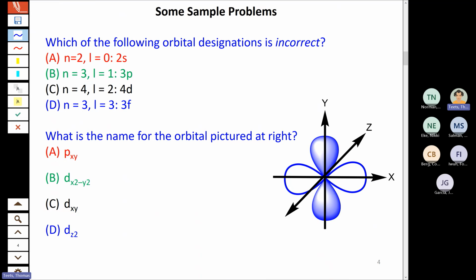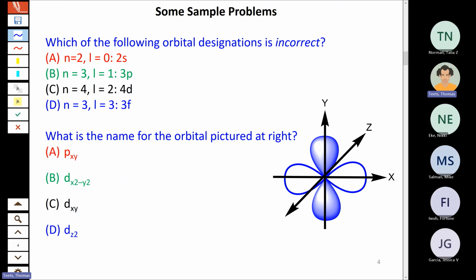Which of the following orbital designations is incorrect? And so again, this is a similar story, looking at the relationship between these different letters and the L values that correspond to them, and whether all these combinations would even be an allowed set. Key things to remember for this problem are the letters S, P, D, and F, which correspond to L values of 0, 1, 2, and 3. So we want to check to make sure that the letter we're giving matches up with the L value. In all these cases, it does, so that's not going to be the issue.